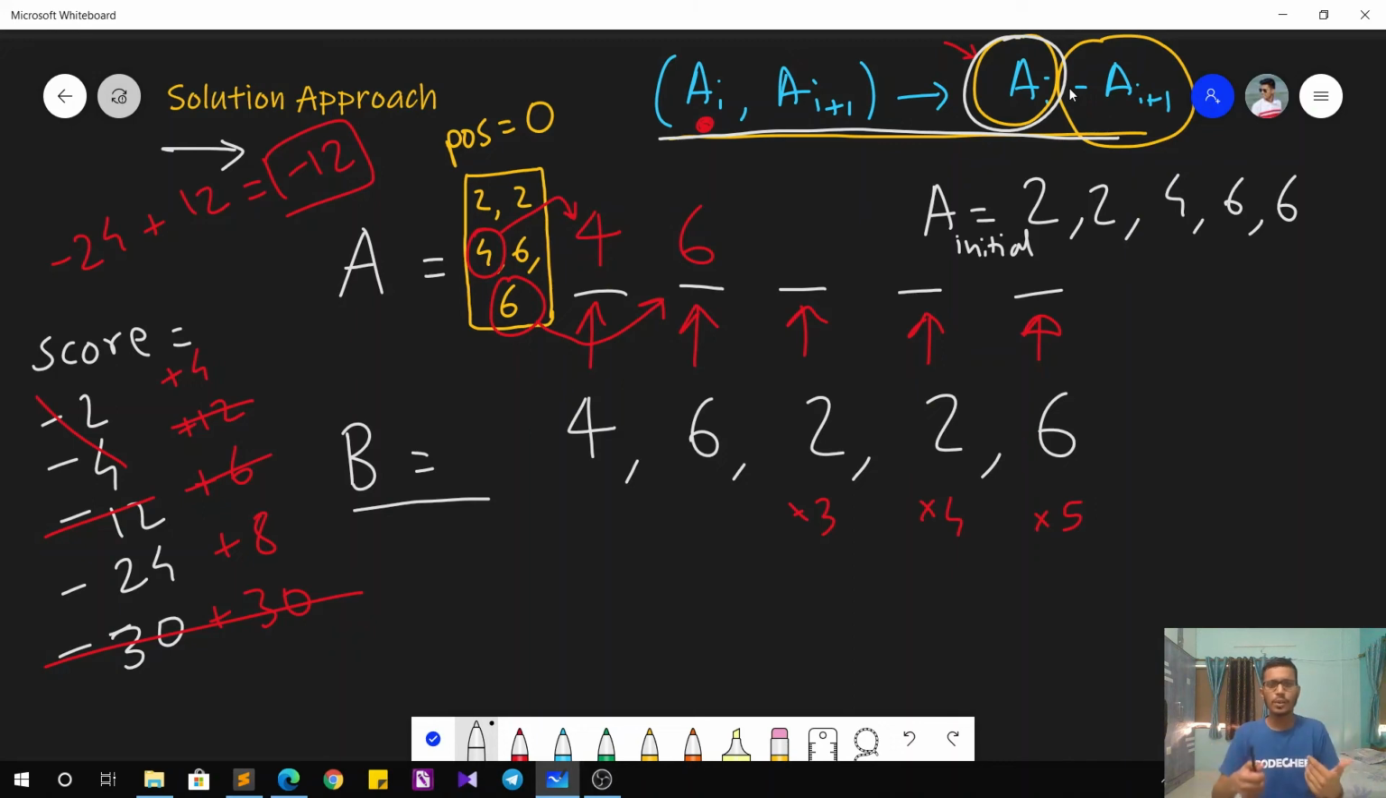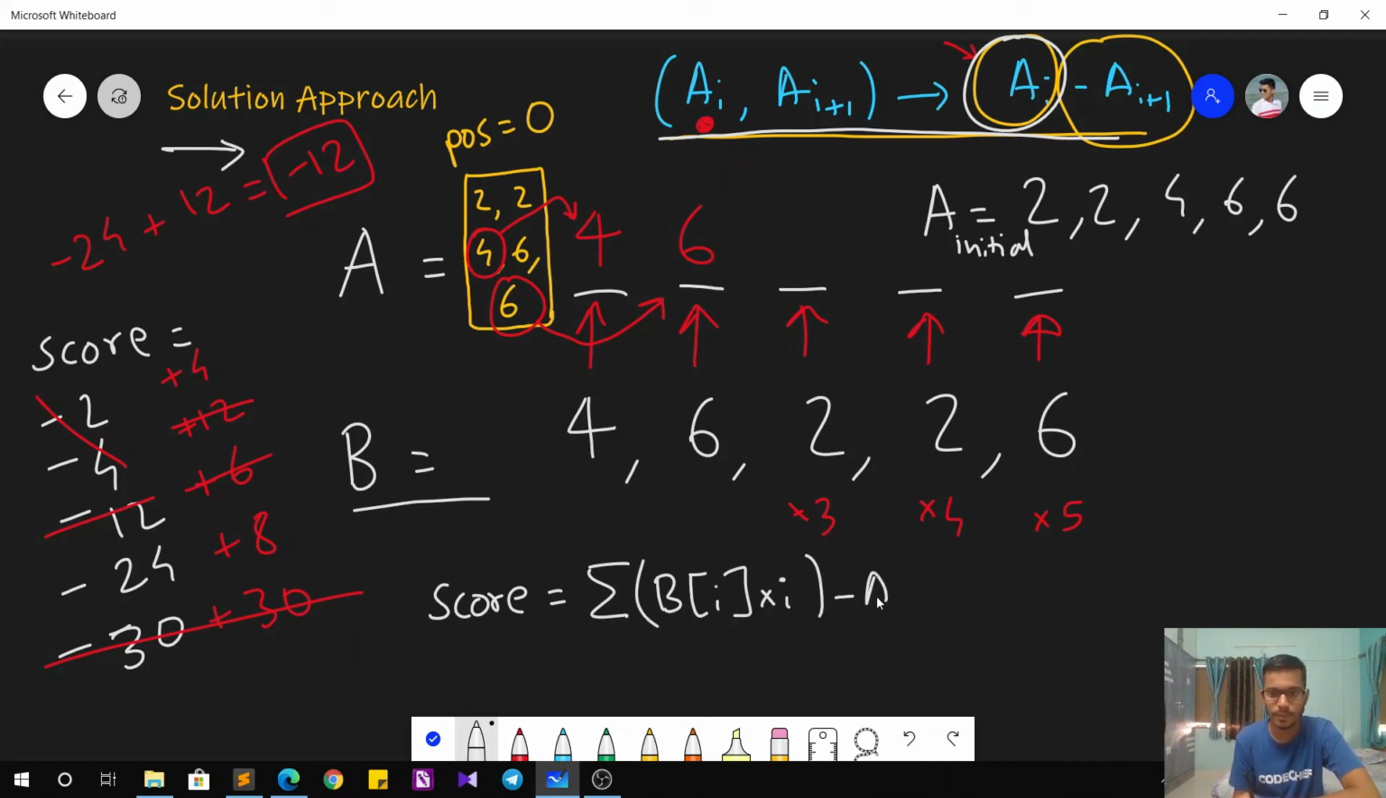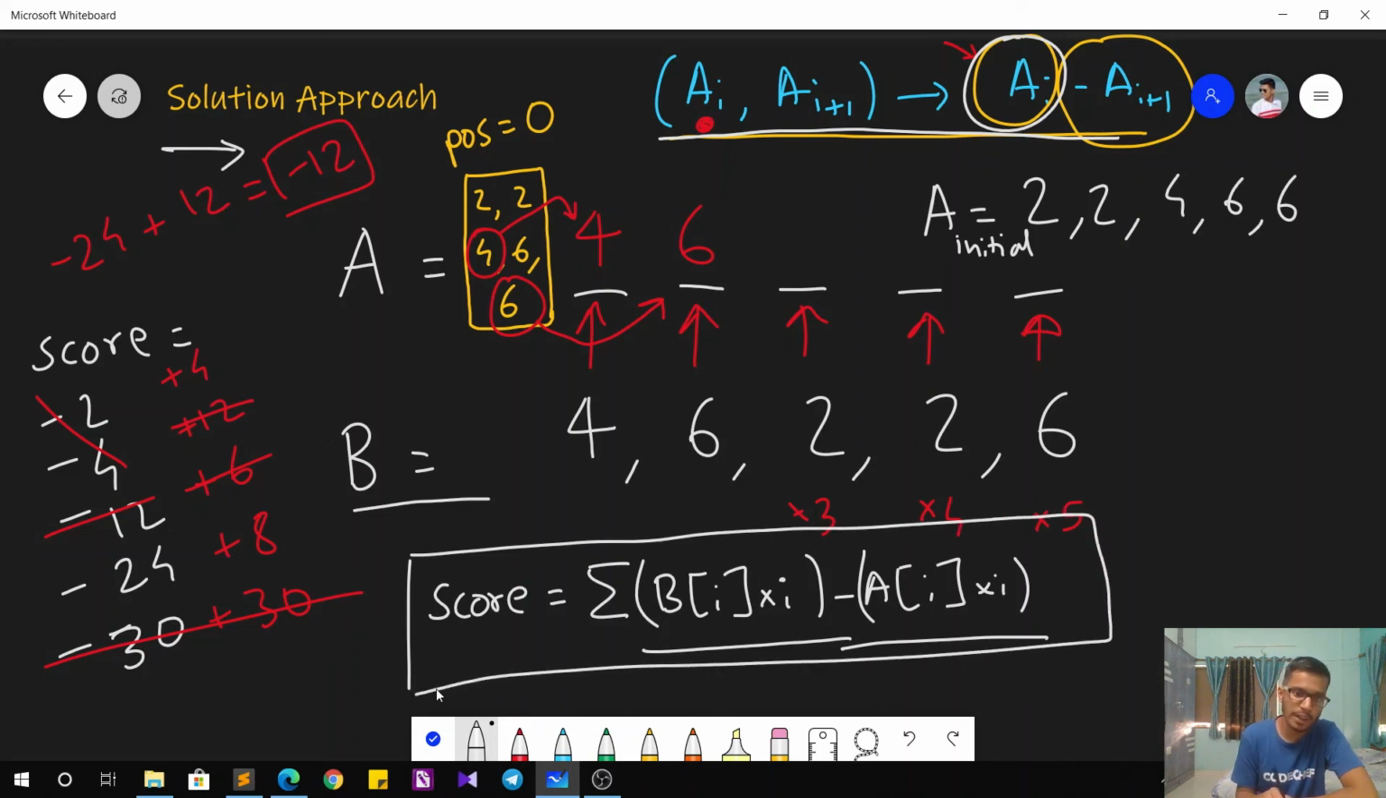So this can now be easily coded, because if you basically see what is the score at the end, the score is basically summation of bi into i minus ai into i. Why? Because initially we brought all the positions in array A to position 0. In that, because every element moved to the left, the score was subtracted, and finally we redistributed. In that, the score was added back. So this is pretty much our solution: summation of bi into i minus summation of ai into i. So that can be easily coded.